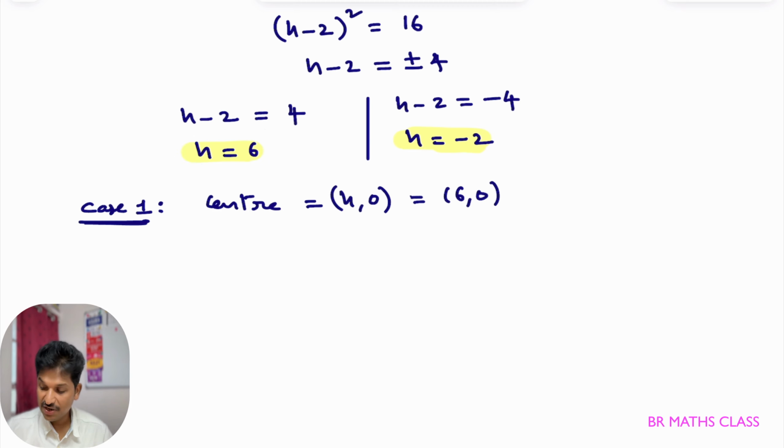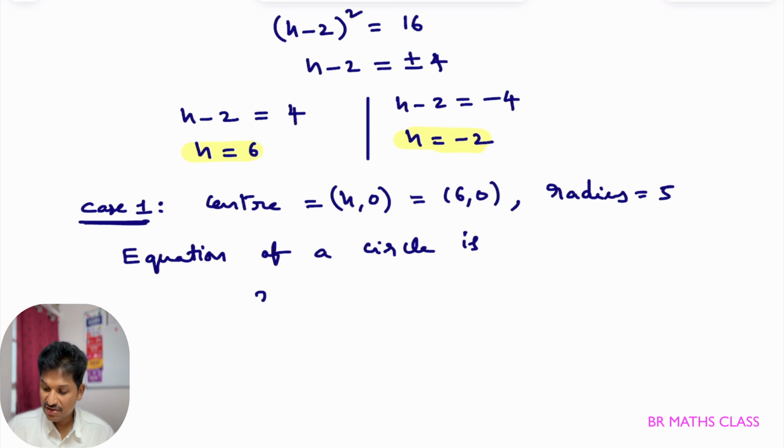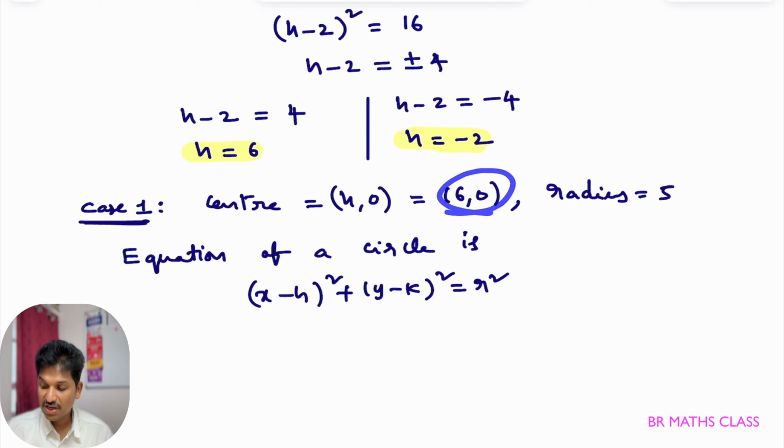Radius obviously they have given in the question. Radius is 5. When the center is 6 comma 0, radius is 5. When we know center and radius, we can find the circle equation. Equation of a circle, what is the formula? X minus h whole square plus y minus k whole square equal to r square. This is h comma k, this is r. Substitute these values in this equation and simplify.